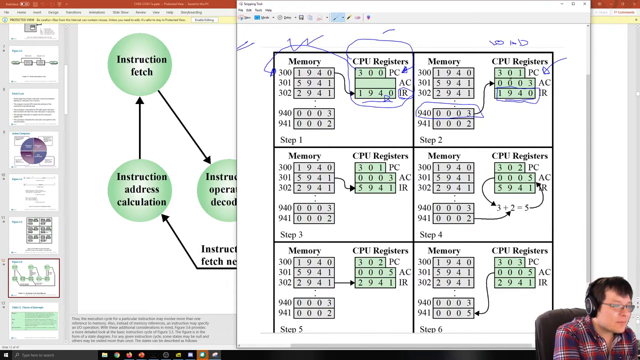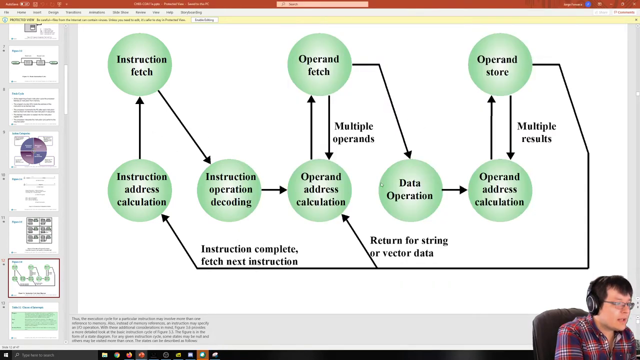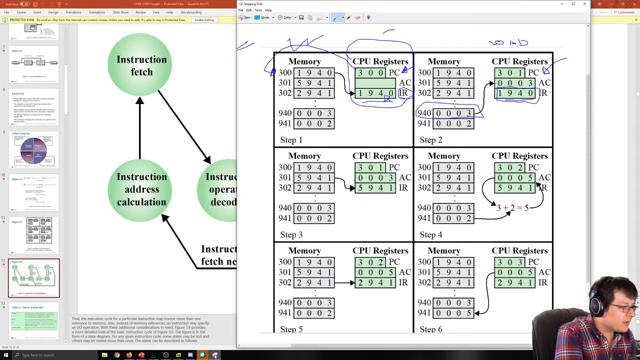From there, we can conclude the instruction that we just executed. And then the program counter, as you see, goes up. So now we're at 301. The next thing we have to do is start the cycle again. There was no data operation here. So we go back all the way to the beginning. In this little picture it's missing the program counter increase, but the program counter went up by one.